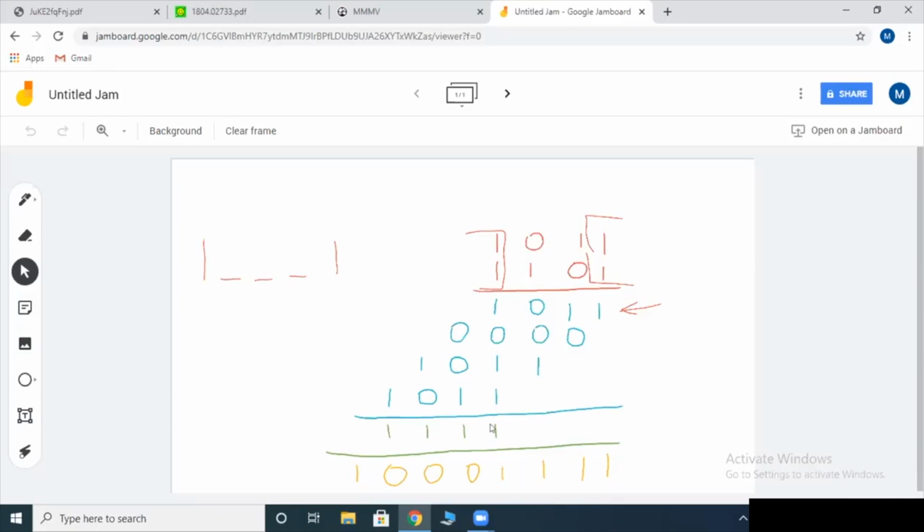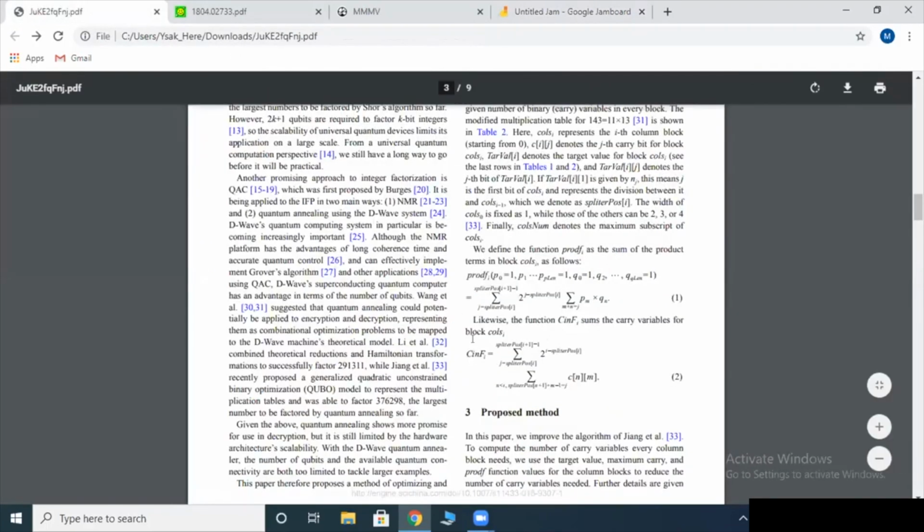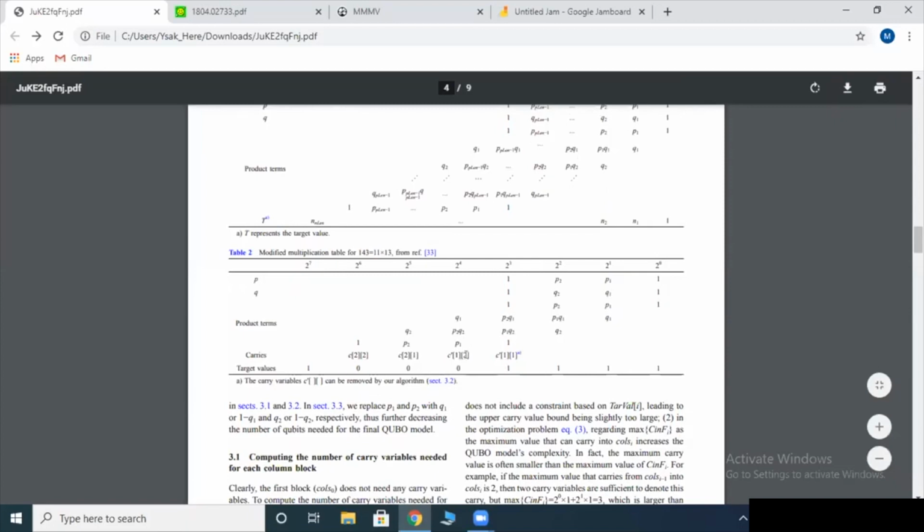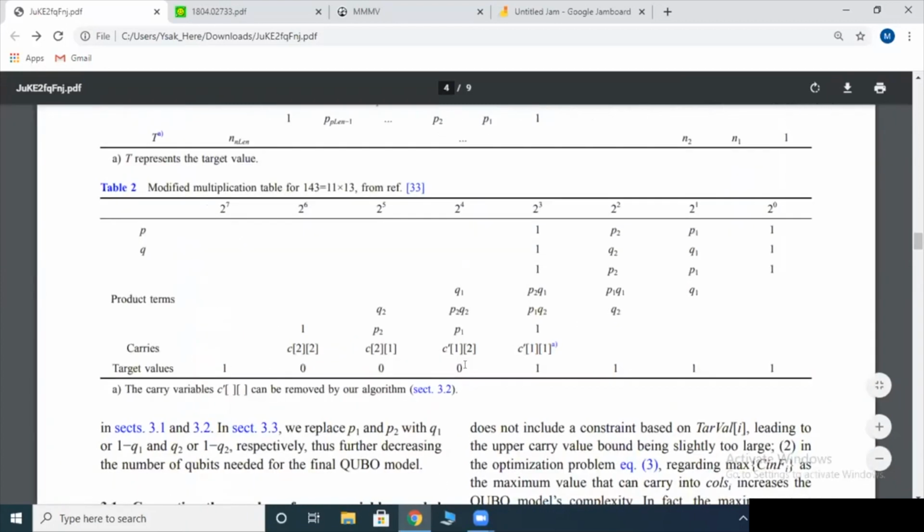Now again you are dealing with carries. Here we can say that 1 plus 1 plus 1 is 11, that is 3. So here you write 1 and here you have the carry 1. I believe this representation is clear to you. That is how we have it in this particular table. So we look into this in detail. This is the same one, and you have the representation here.